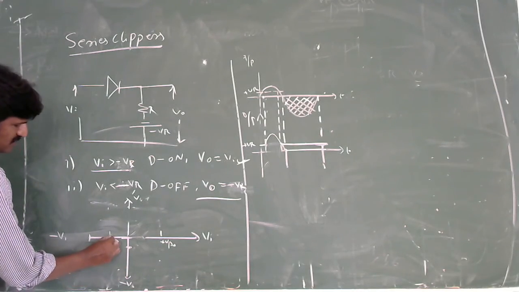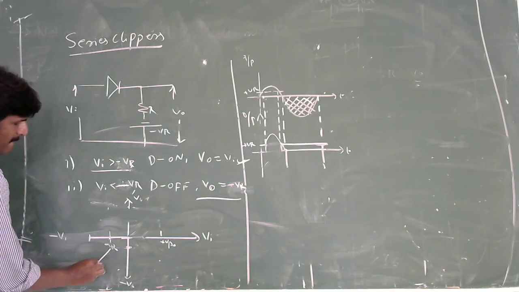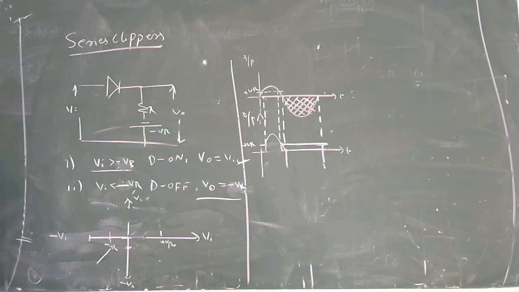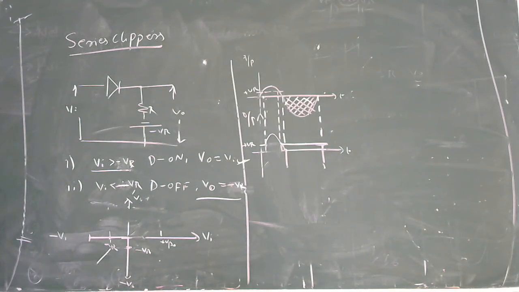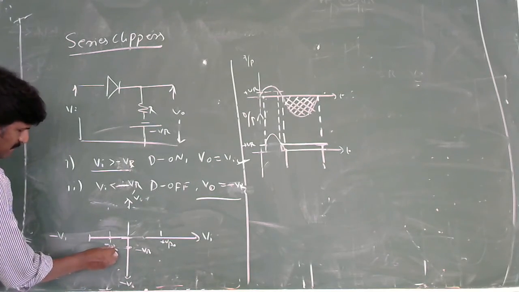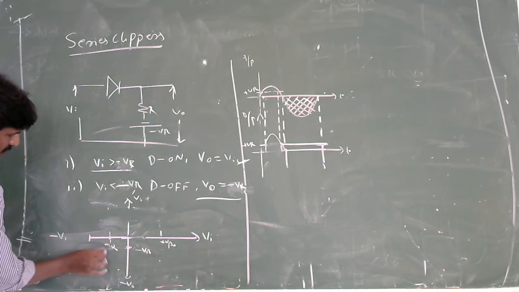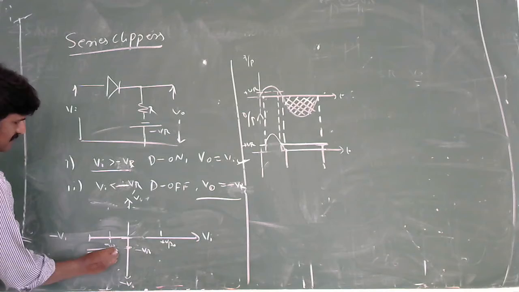Here also you can understand it has minus VR. This minus VR voltage is going to be maintained, up to the negative peak. Then you have to understand when Vi is greater than minus VR, output follows input. You have to understand like this.